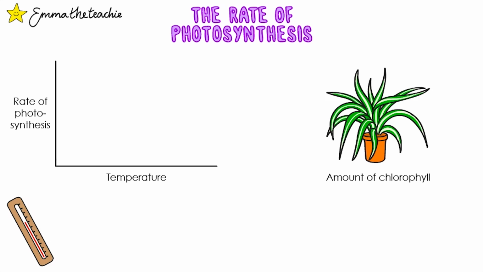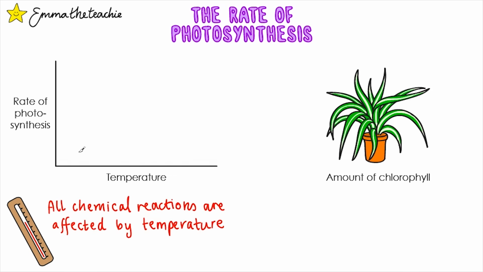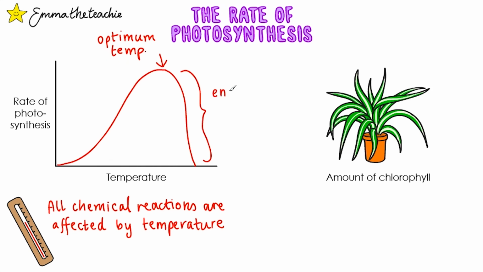The third factor that can affect the rate of photosynthesis is temperature. All chemical reactions are affected by temperature. Increasing the temperature increases the rate of photosynthesis until it reaches the optimum temperature. After this point, the enzymes that catalyze this reaction become denatured. You can learn more about this in the Factors Affecting Enzymes video.